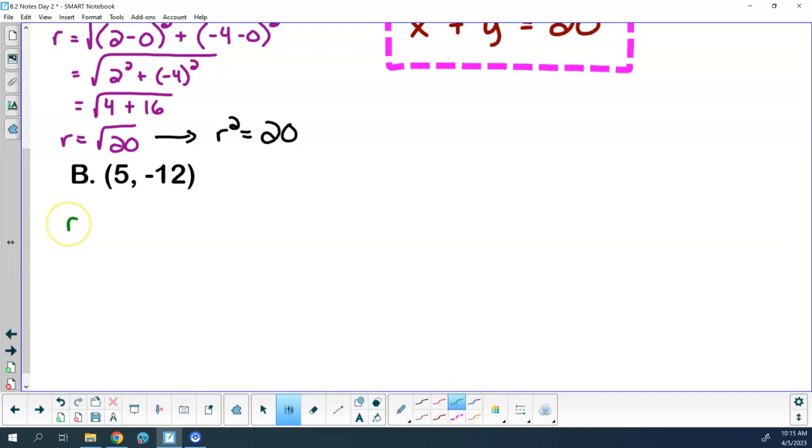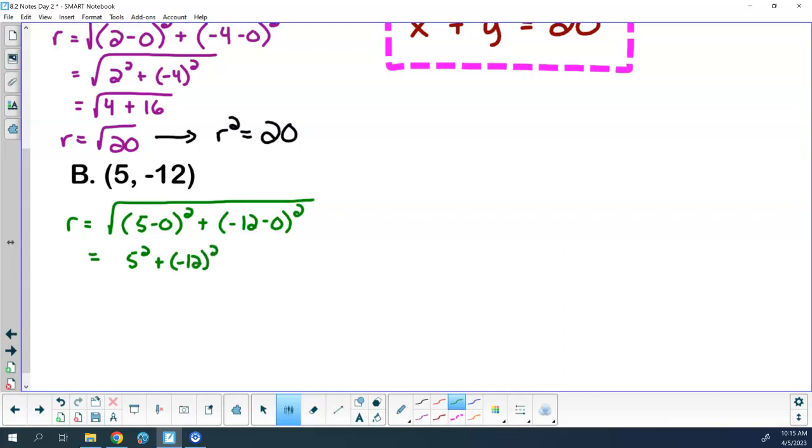So my radius is going to be 5 minus 0, quantity squared, plus negative 12 minus 0, quantity squared. And then I'm going to take the square root of that. So the radius is the square root of 169, which is 13. Okay? If we had to simplify it, that one would simplify to 13.